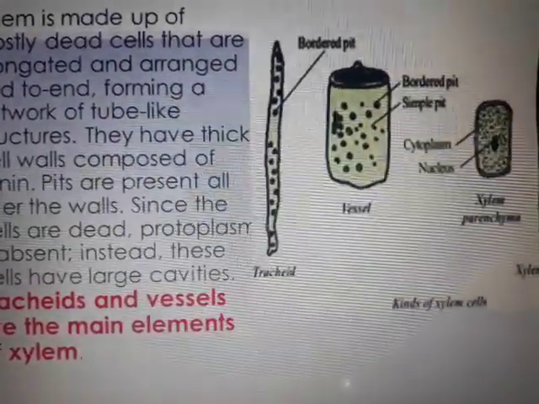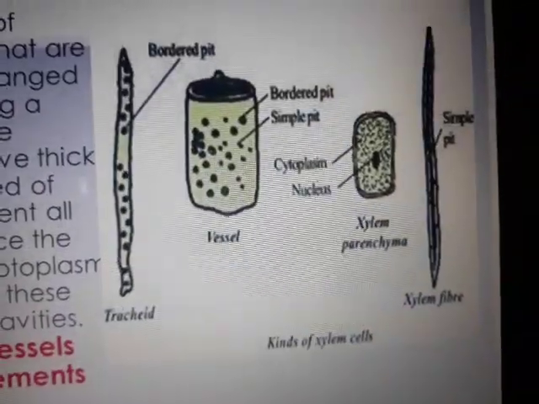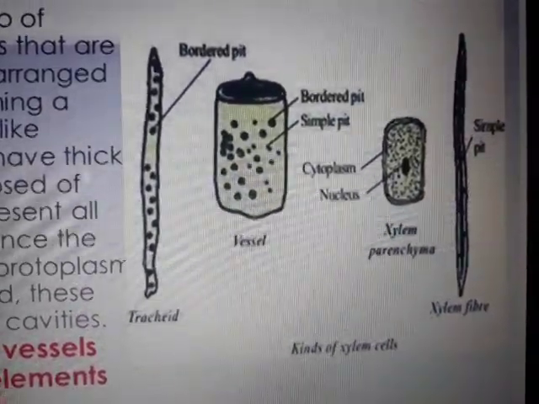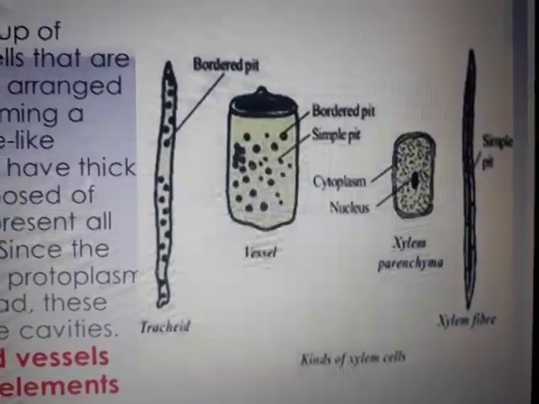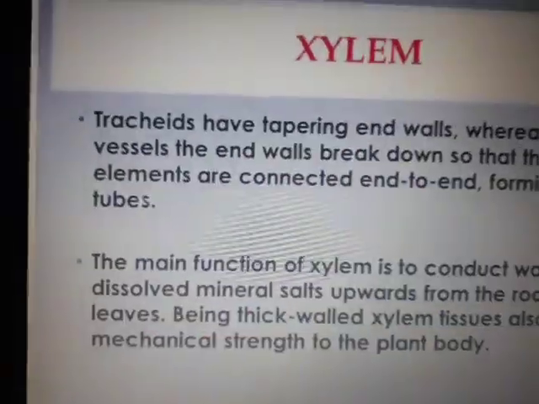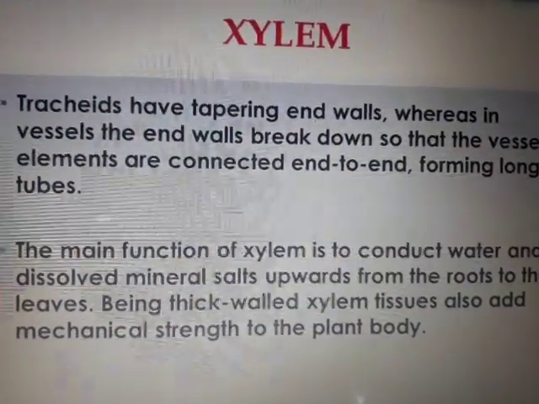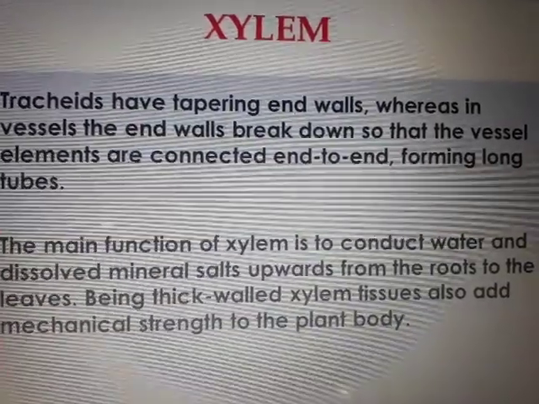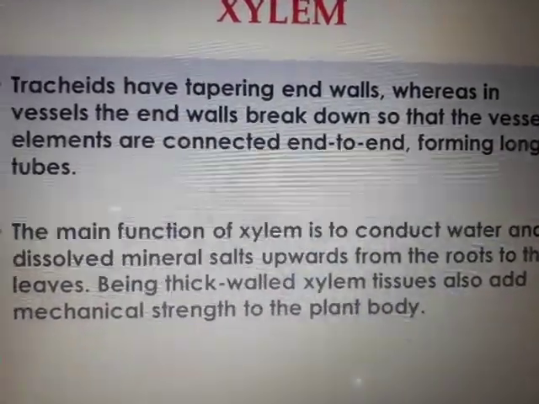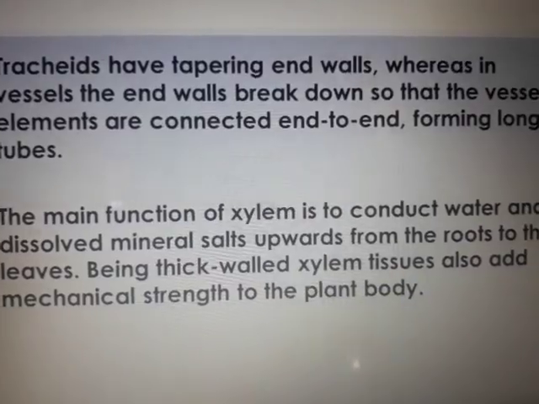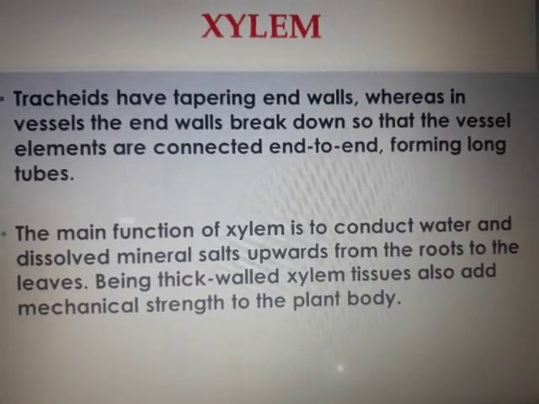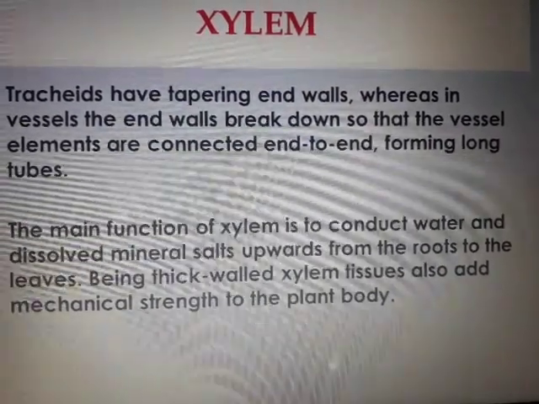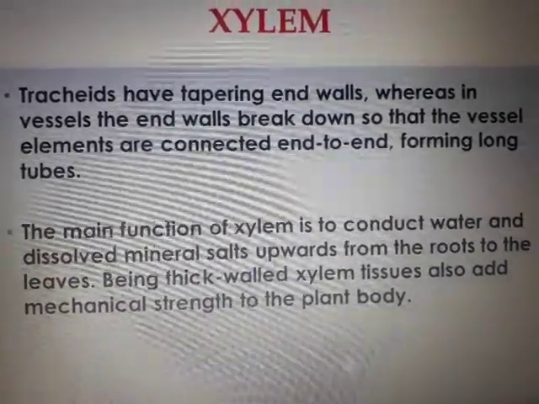Tracheids and vessels are the main elements. You can see tracheid, vessel, parenchyma and xylem fiber. Out of it, tracheids and vessels are the main elements. Tracheids have tapering end walls, whereas in vessels the end walls break down so that they form a pipe-like structure. The main function of the xylem is to conduct water and dissolved minerals upwards from the roots to the other parts of the plant.